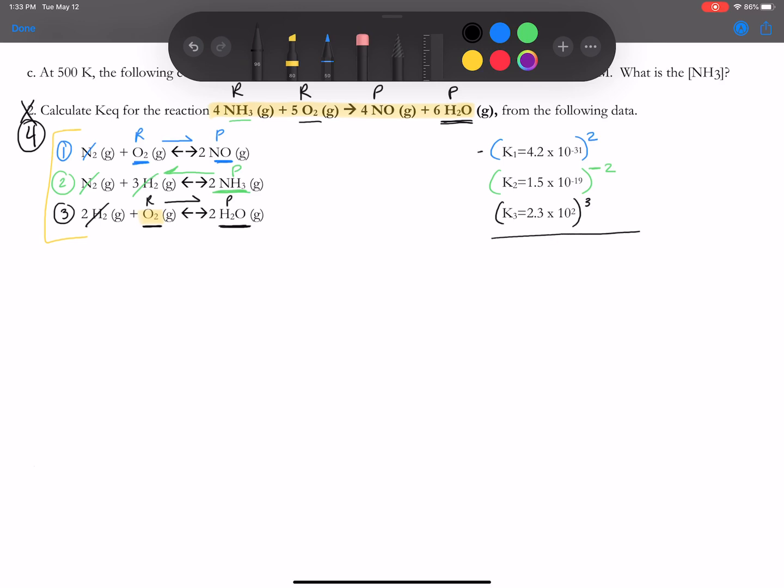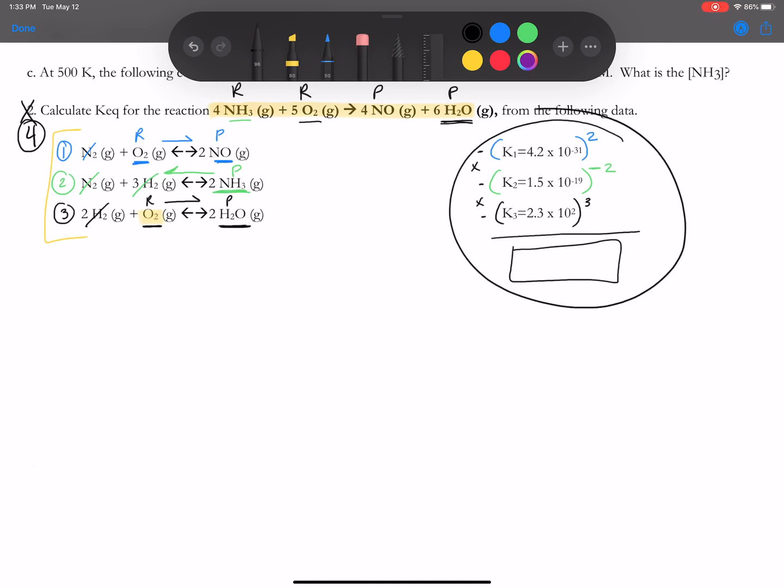And you take each individual K to whatever power they need, and then you multiply them all out to get your final answer. And remember, your final answer is going to need to be in 2 sig figs, and there's no units. The final answer is given to you on the answer key. So this part right here was all that needed to be done.